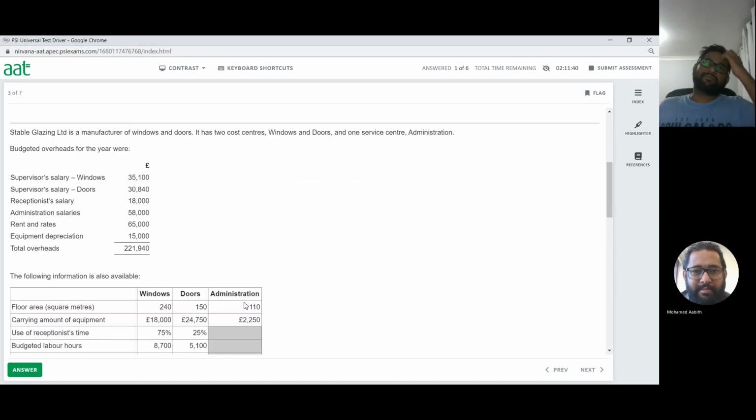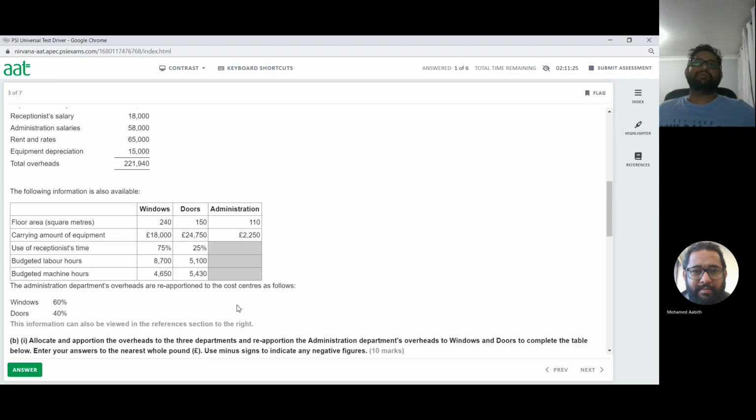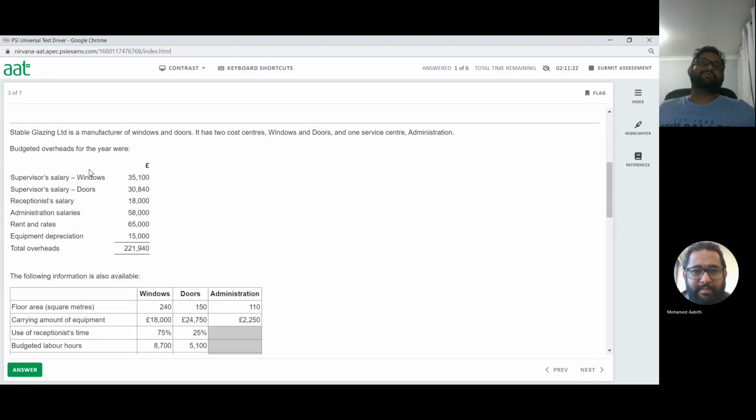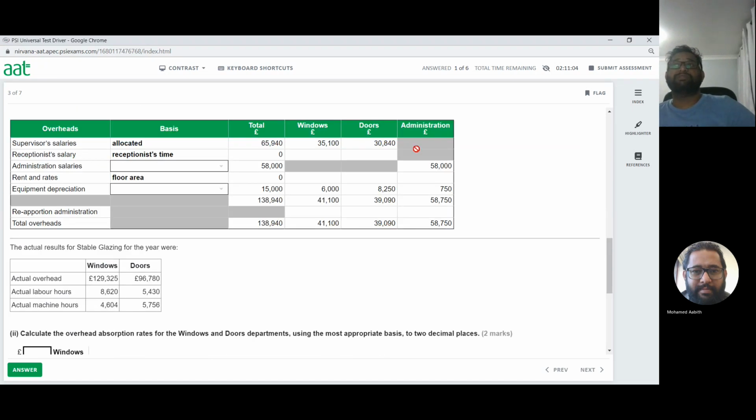So here, Stable Glazing Limited manufactures windows and doors. It has two cost centers, windows and doors, and one service center, which is the administration. They have given you extra information here: supervisor salary, receptionist salary, administration salaries, rent and rates, equipment depreciation, and the total overhead. This £221,940 needs to be apportioned using this table.